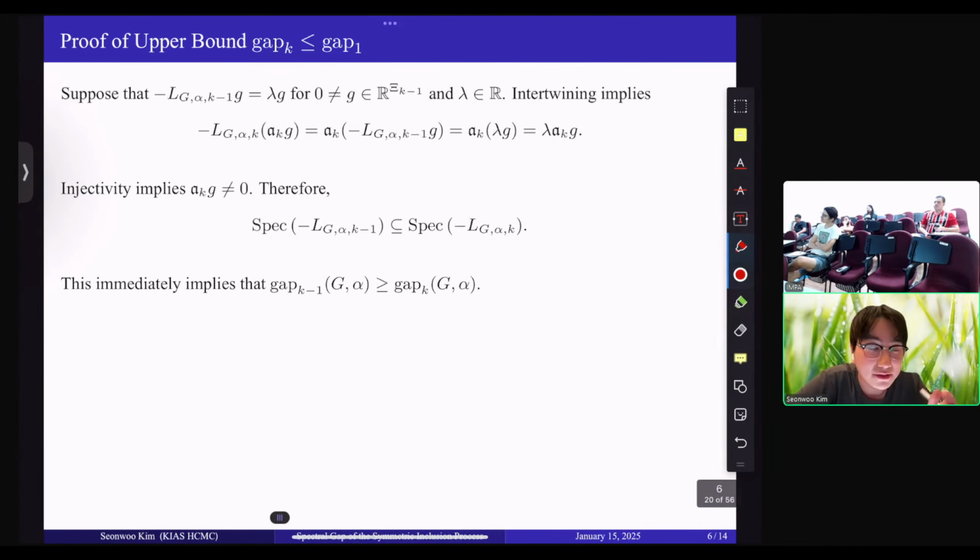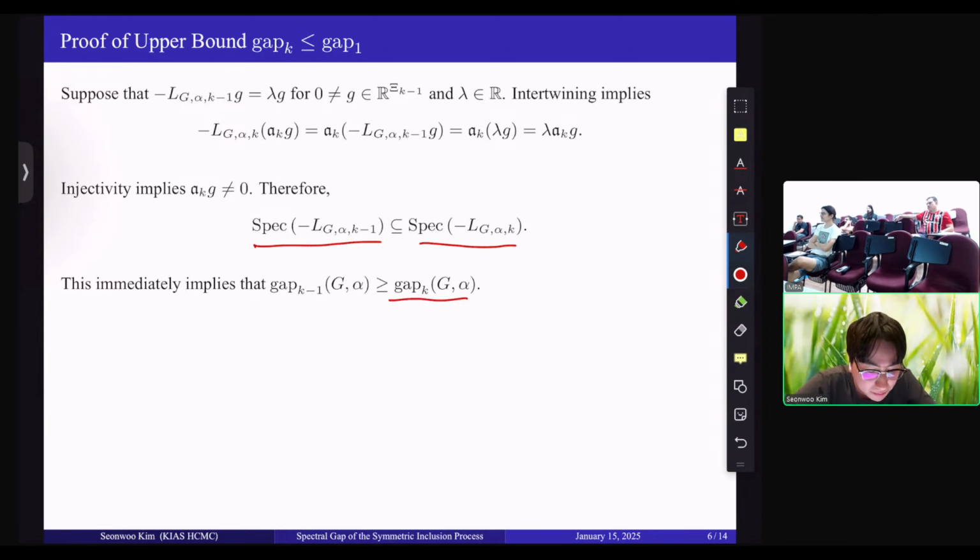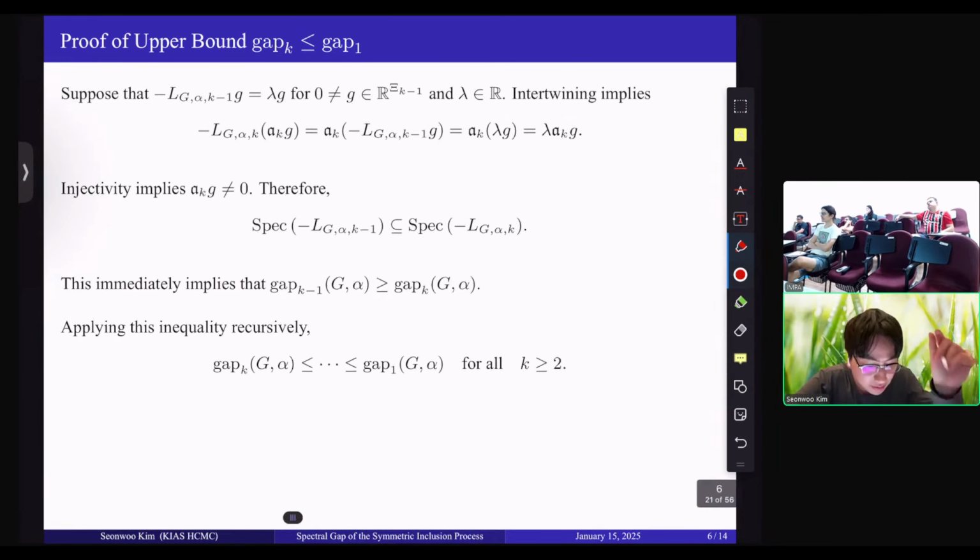And the injectivity has a role here. Because g was non-zero and A_k is injective, A_k g is also a non-zero appropriate function, such that given any eigenvalue lambda in the k-1 space, this is again an eigenvalue in the k space, right? So this means that all the eigenvalues in the k-1 space are always included in the eigenvalues of the k space. So we can very easily see that gap k should be upper bounded by gap k-1. Gap k is the infimum over a larger space, so it should be smaller than gap k-1, and you can just recursively apply this inequality to conclude that gap k is bounded by kappa. So this part is quite easy.